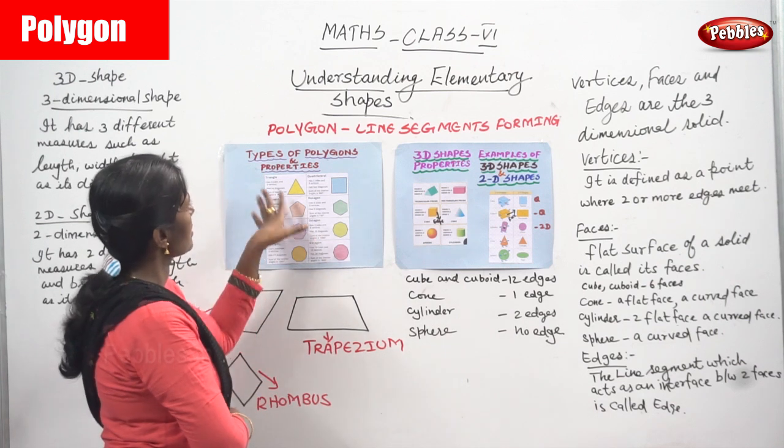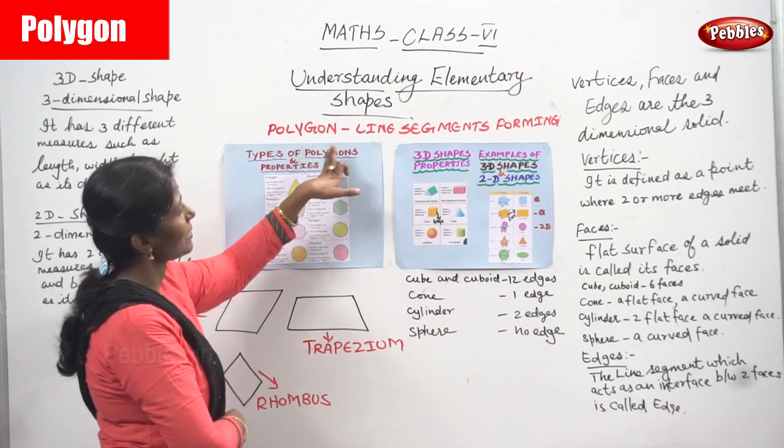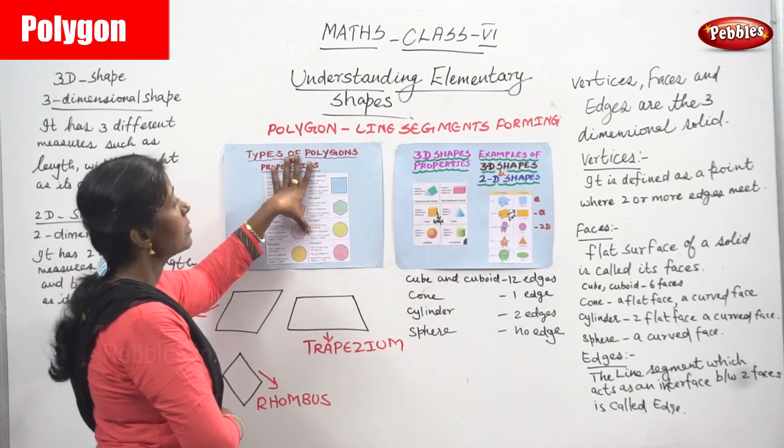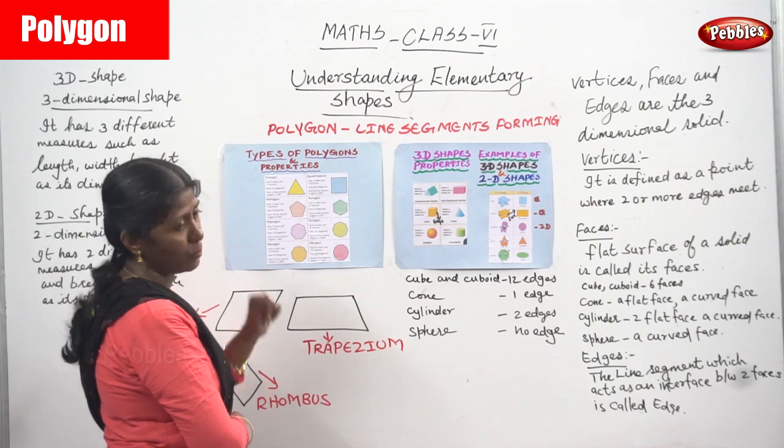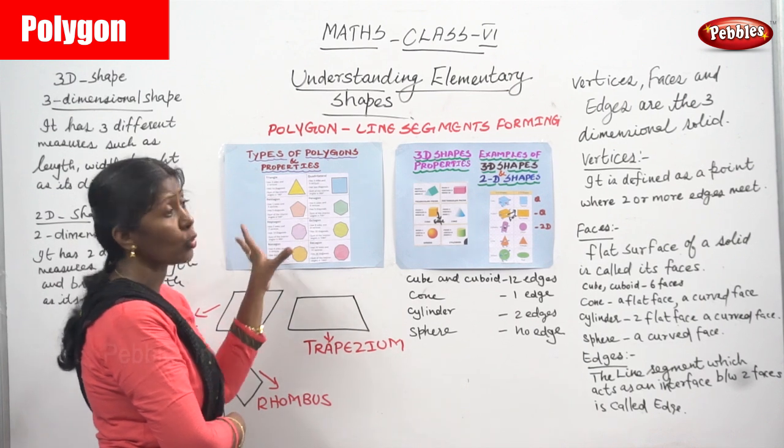So now we are going to see polygon. Polygon is nothing but line segments forming a polygon. So it is called all the sides. Okay, so line segments forming a polygon, and it's the simplest and also a closed curve.